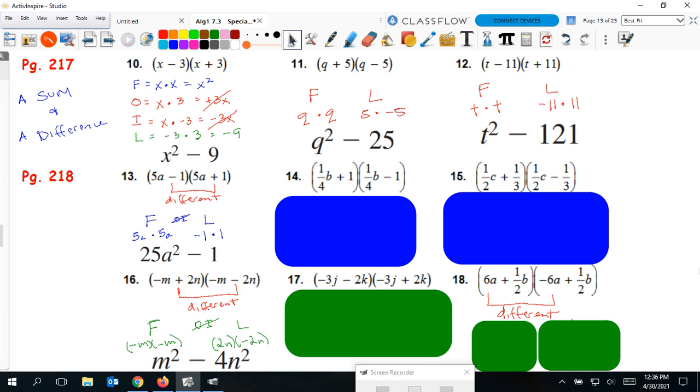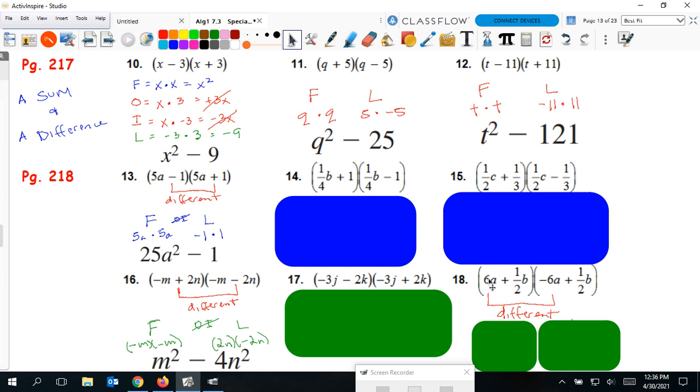And I'm also going to do number 18, and I'll have you do these three on your own. This one's a little bit different because we see the different ones are the first ones. 6a, negative 6a are different, but the b ones here, positive 1/2 b, positive 1/2 b, they're the same. So it still needs to identify that as a sum and a difference. This one would be, they're both the same sign. This one, they're different signs, but everything else is the same. The numbers are all the same. The letters are the same.